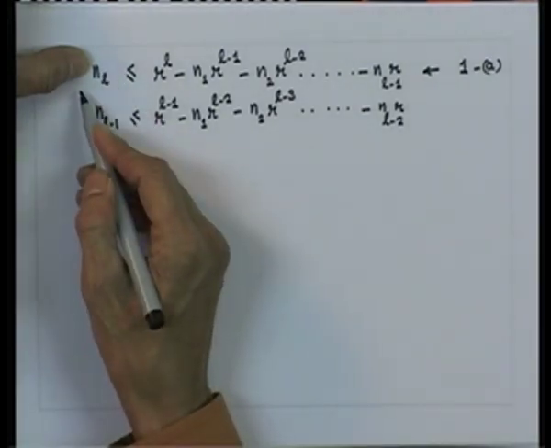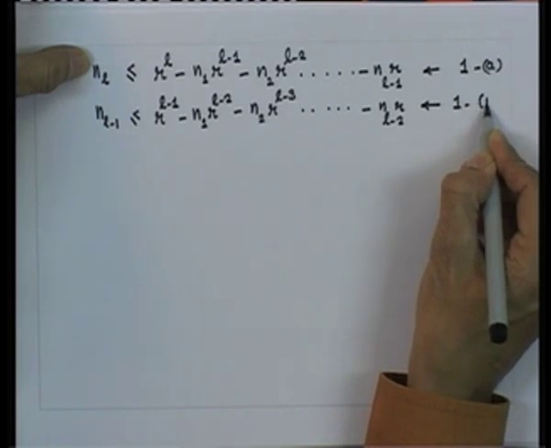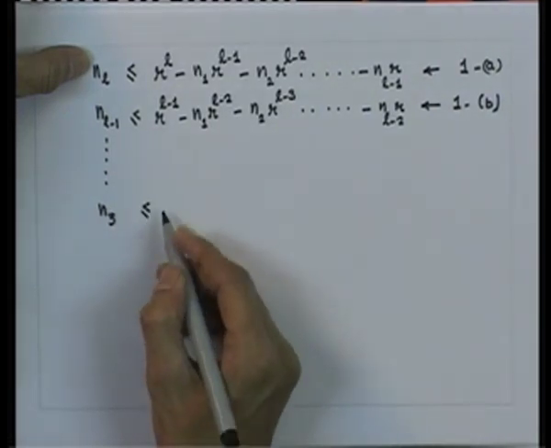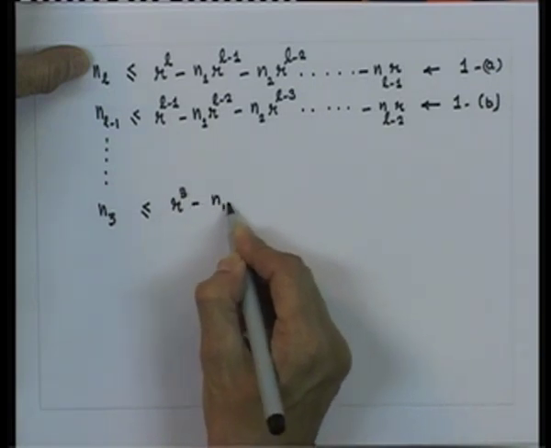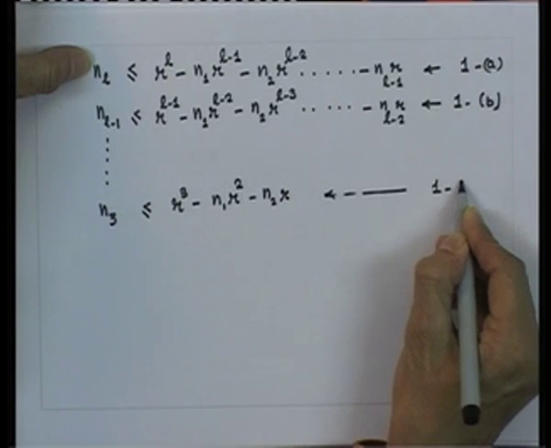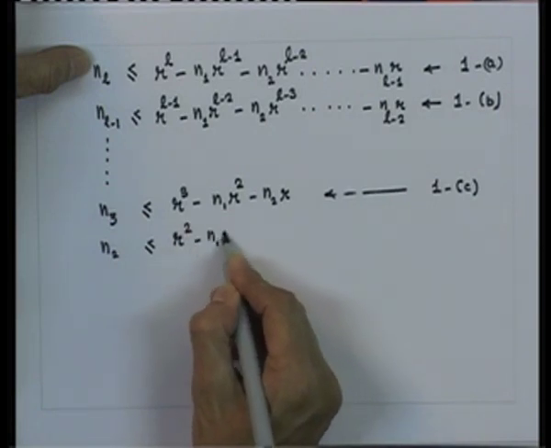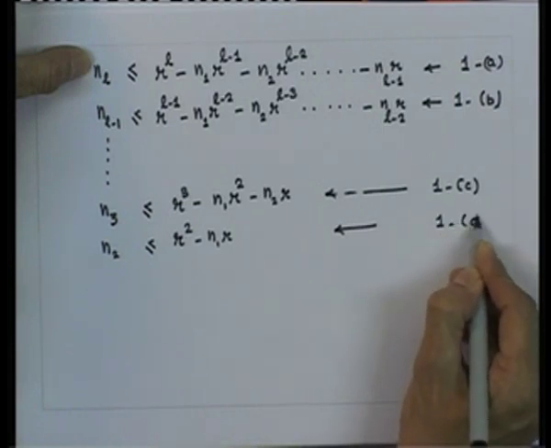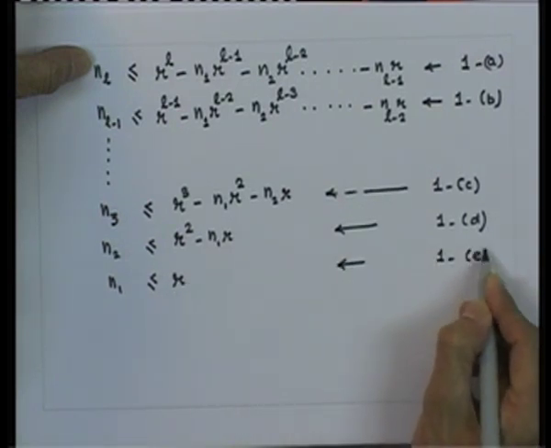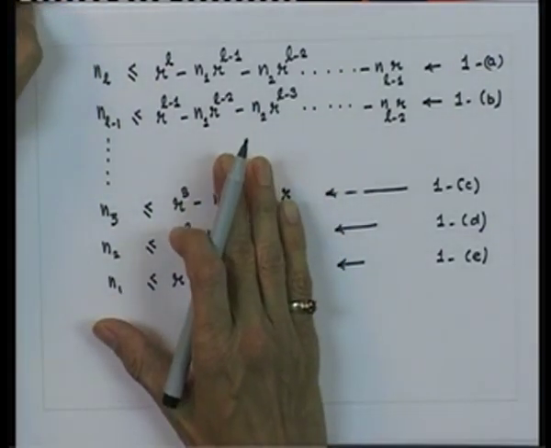So, you drop the term on the left hand side, bring this term out here and then divide by R. This is what you will get. Let us call this equation 1b. So, this way if you proceed, I will get N3 less than or equal to R cube minus N1 R squared minus N2 R. This is 1c, and N2 less than or equal to R squared minus N1. And finally, I will get N1 less than R.